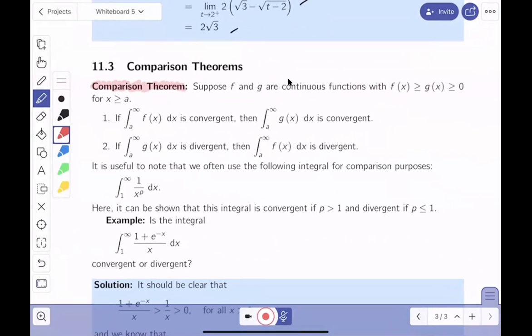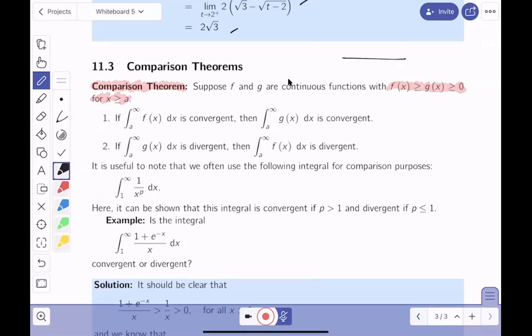So it says, suppose f and g are continuous functions, and f is greater than g, and they're all positive. They're greater than or equal to 0. I should say non-negative, for all x greater than a. Right. So visually speaking, what I'm seeing over here is, on some interval greater than a, and let me write that down for you.